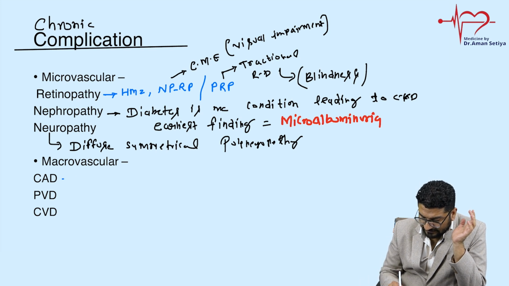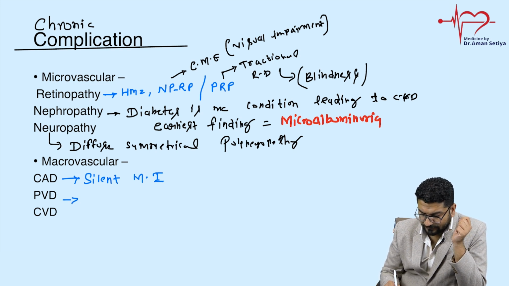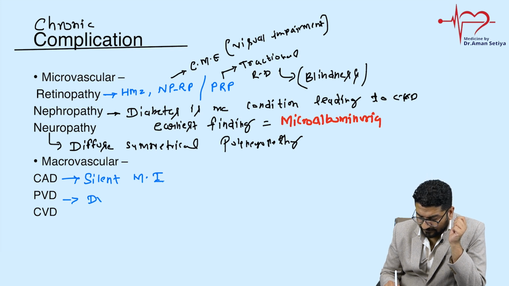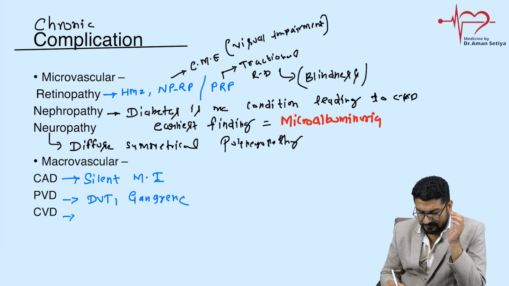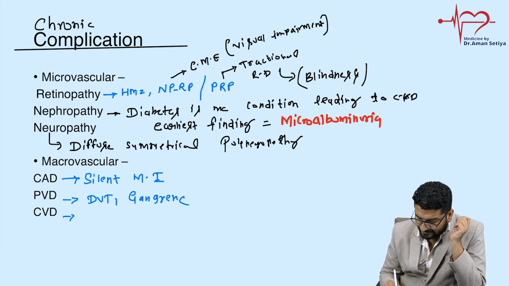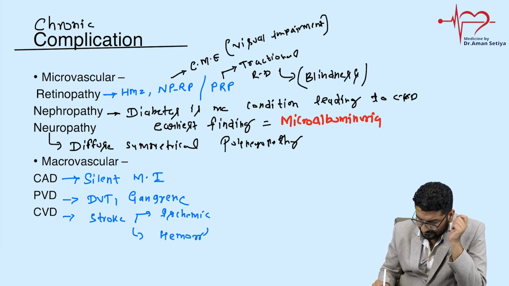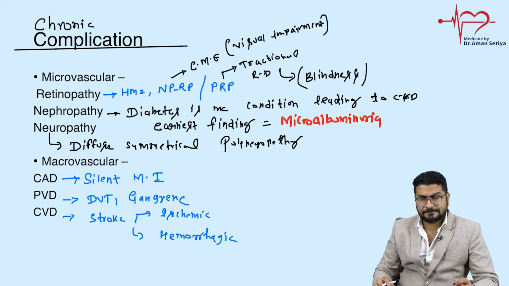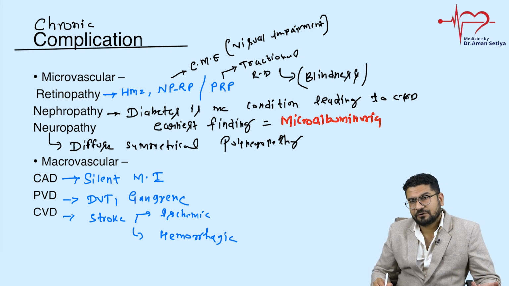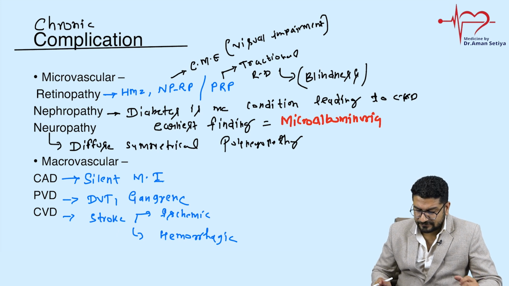Then CAD, remember CAD, so diabetic patient, they can develop silent MI. So they can develop heart disease, they can develop peripheral vascular disease, they can develop peripheral gangrene, and there can be cerebrovascular disease. So in diabetic patient, they can develop stroke. They can develop ischemic stroke. They can also develop brain hemorrhage, that is hemorrhagic. So diabetes patient, they can develop both ischemic as well as hemorrhagic type of stroke. In ischemic, we have embolic stroke and lacunar stroke. These are two common strokes that we see in diabetic patients. So these are the chronic complications.